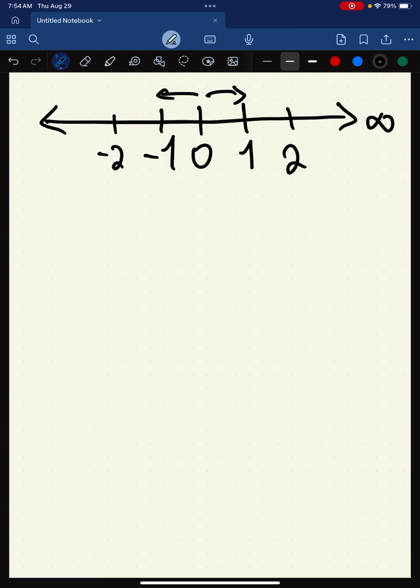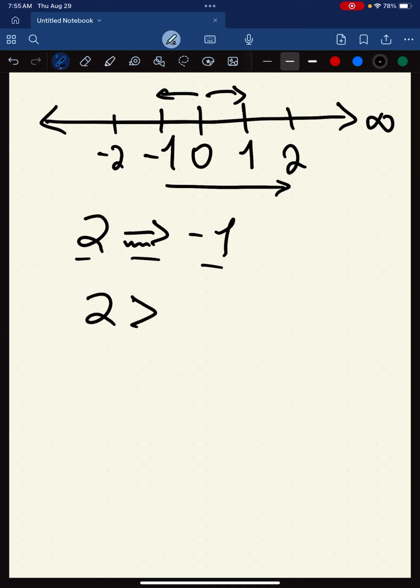And in general, we can kind of explore whether things are on the left or right. That is well defined in the integers. So, for example, on this number line, 2 is to the right of -1. So the way we do that, we can kind of say 2, right arrow, -1. So 2 is to the right of -1. And we can drop this line and just say 2 is to the right of -1.